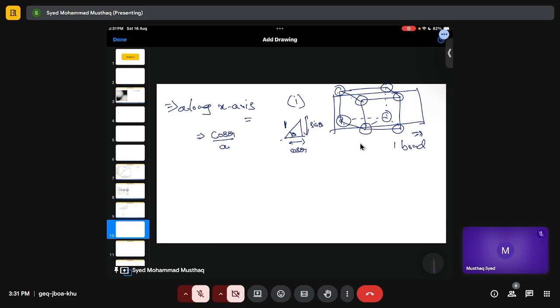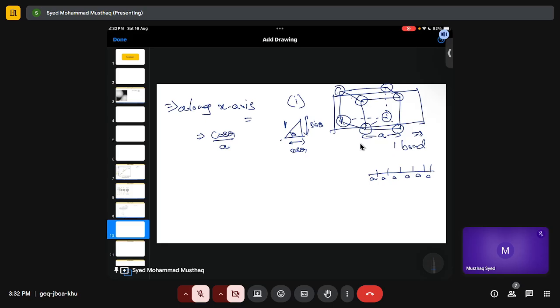Now, because the number of bonds, right? For example, each bond length is A. Then if you have 1 unit, the number of bonds will be given by 1 by A. So you just divide it by A. Right, then you will get this one.